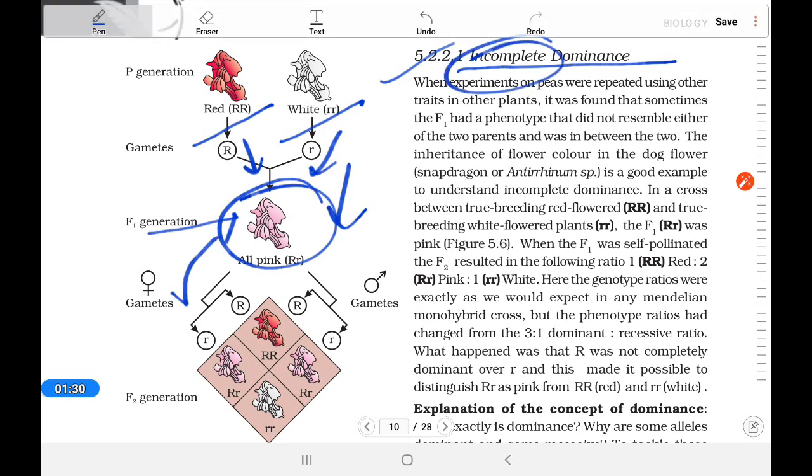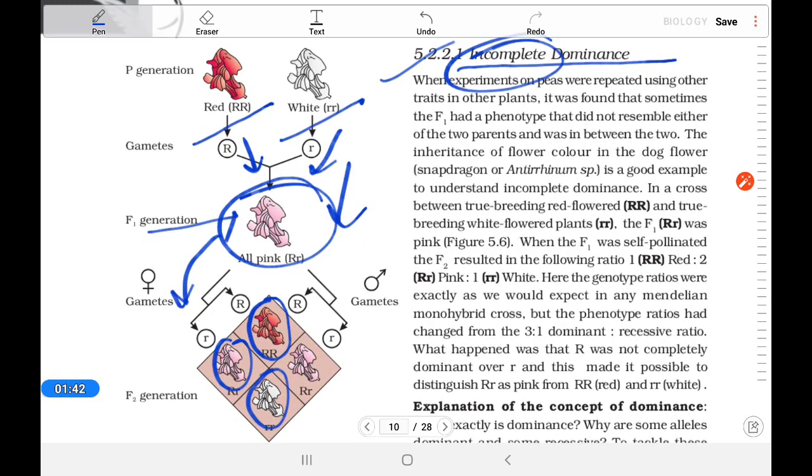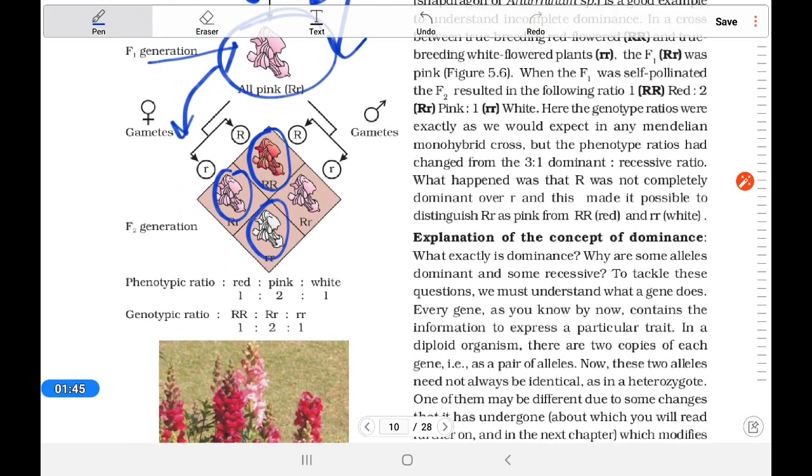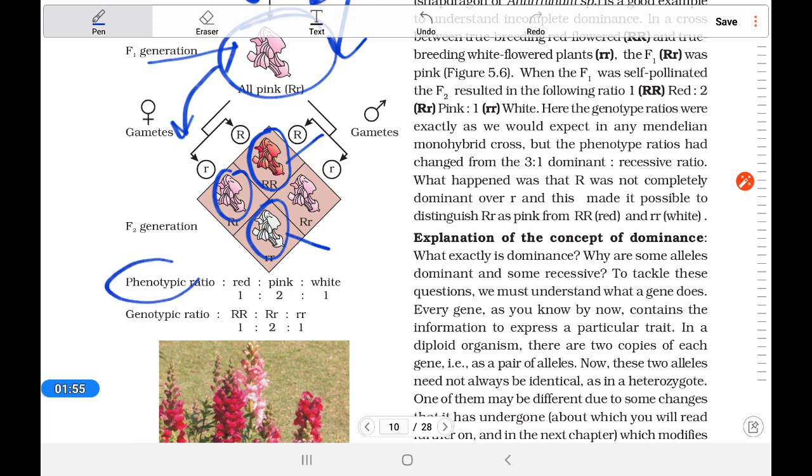But in the F2 generation, we can see that red, pink and white, all three types are formed. It means that again the genes separate and can form the red color and the white color, and the pink is intermediate. In this case, the phenotype and the genotype ratios are the same, 1:2:1, because there is no dominant character here.